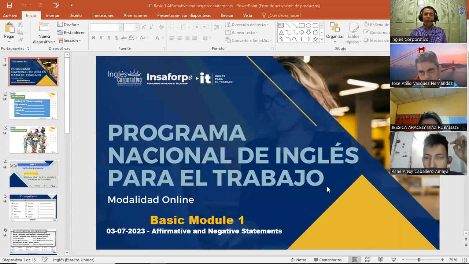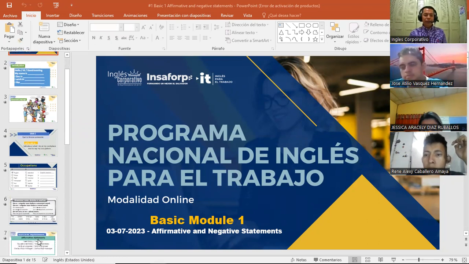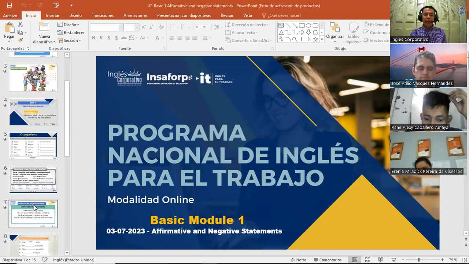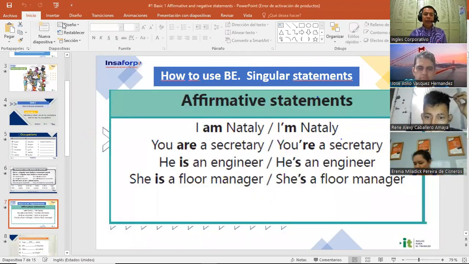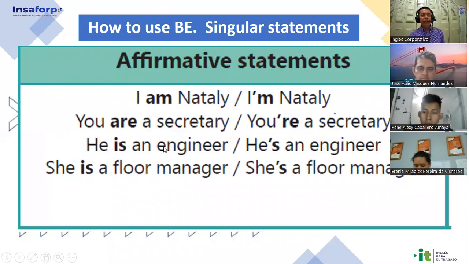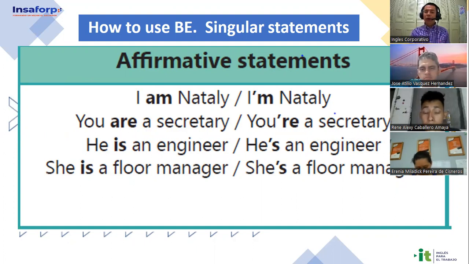Okay. Good. Now let's continue, right? Yesterday we were learning about the occupation, right? Okay, we were learning about the use of verb to be, affirmative and contraction, right? Affirmative and contraction. I am Natalie, I'm Natalie. You are a secretary, you're. He is an engineer, he's an engineer. She is a florist, she's. So we use contraction, right?